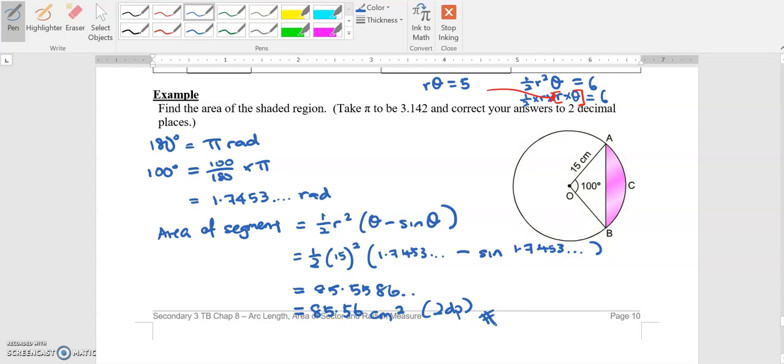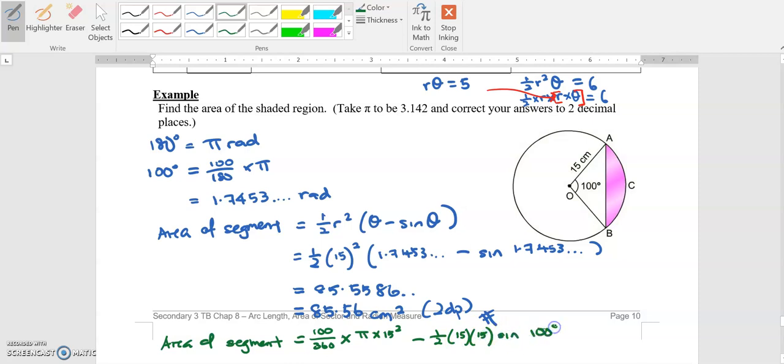Of course, for those of you who are interested in using degree to solve, the formula will be area of segment. It is still segment, the shape doesn't change. You will be going 100 out of 360 degrees multiplied by pi r squared, which is 15 squared, minus half AB sine 100 degrees. You will get the same answer.